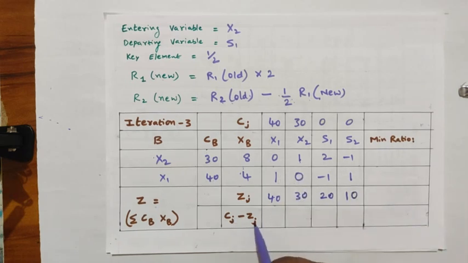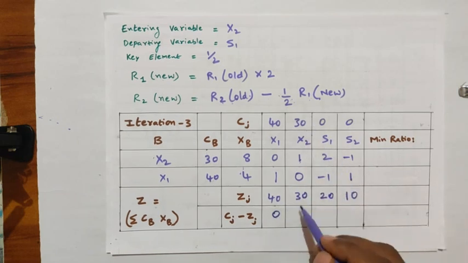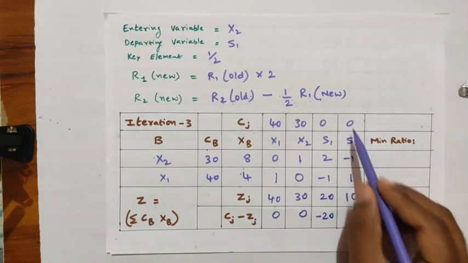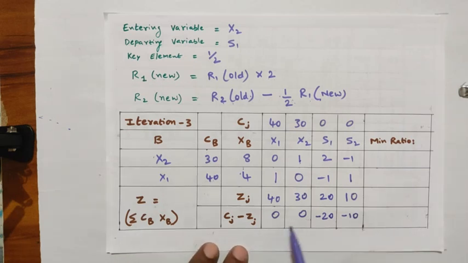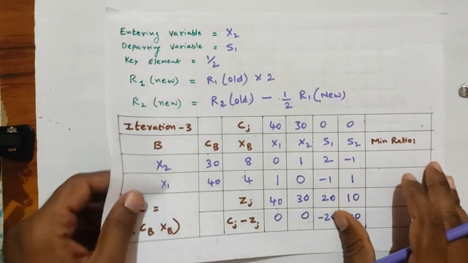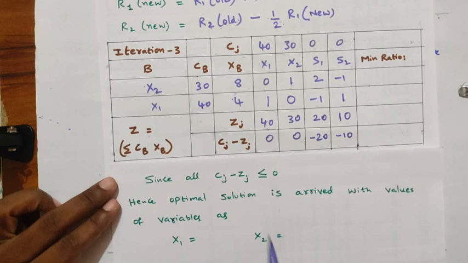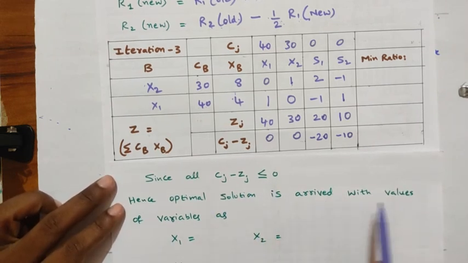And Cj minus Zj. Cj value 40 minus 40, 0. 30 minus 30, 0. 0 minus 20, minus 20. 0 minus 10, minus 10. Here all the values of Cj minus Zj are less than or equals to 0, so no need to find the minimum ratio. Since all Cj minus Zj are less than or equals to 0, hence the optimal solution is arrived.